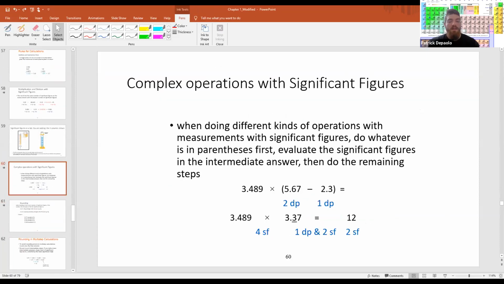Okay, another question you might have. What happens when you have a lot of operations, more than one? So what you would do is use PEMDAS. So remember your order of operations.